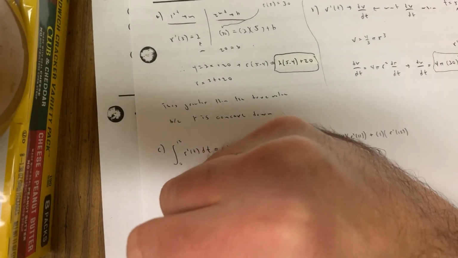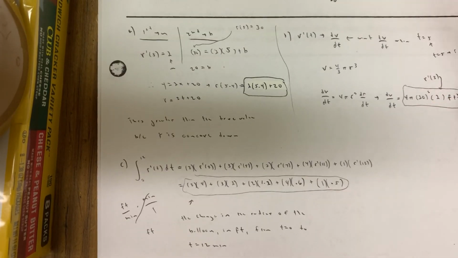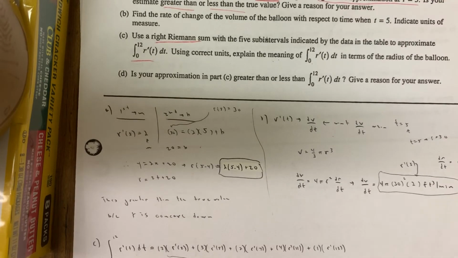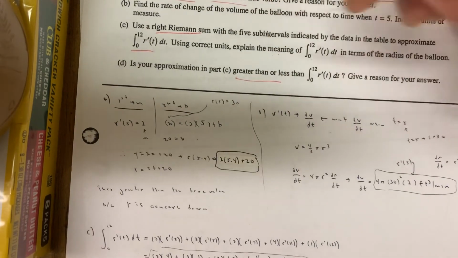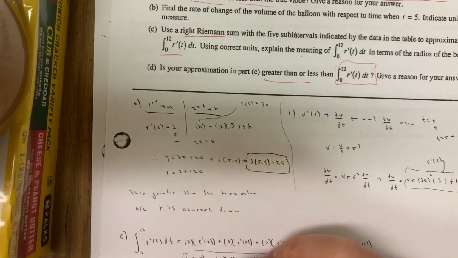Part D is where things get wonky. It's only worth 1 point, okay? So a lot of people aren't even going to be able to do it, but let's play. Is your approximation of part C greater than or less than the true integral right here? Give a reason for your answer. We talked about it yesterday, okay?